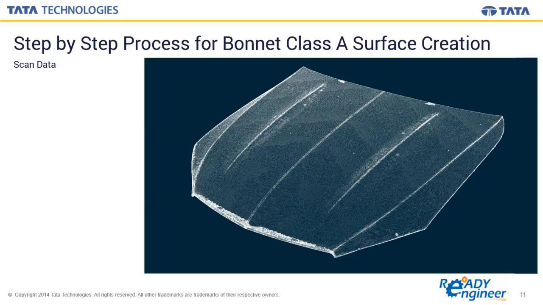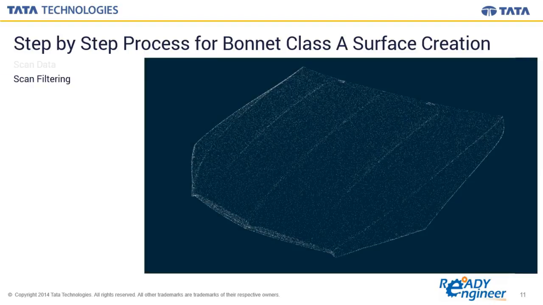So we have a scan data, it's a point cloud data. A point cloud data can be captured by white light scanning or laser scanning. It's nothing but a cluster of points in very defined positions, and that's why we call it a scan or point cloud data. Once we have that, we have to go through certain processes to actually make it usable.